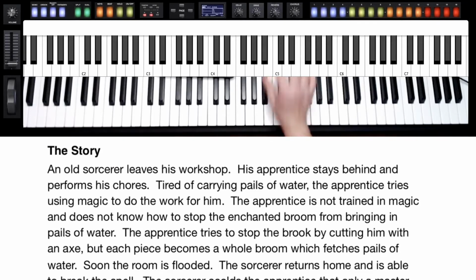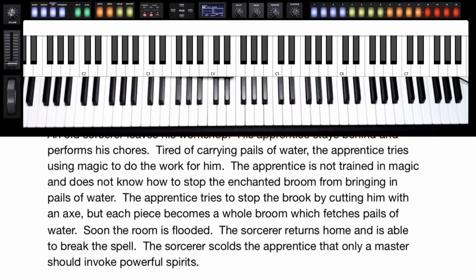The general story: an old sorcerer leaves his workshop. His apprentice stays behind and performs his chores. Tired of carrying pails of water, the apprentice tries to use magic to do the work for him. The apprentice is not trained in magic and does not know how to stop the enchanted broom from bringing in pails of water. The apprentice tries to stop the broom by cutting it with an axe, but each piece becomes a whole broom, which fetches pails of water.